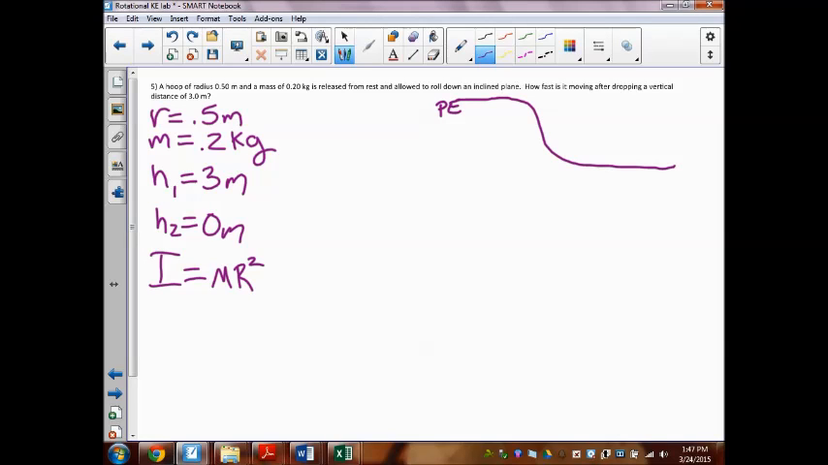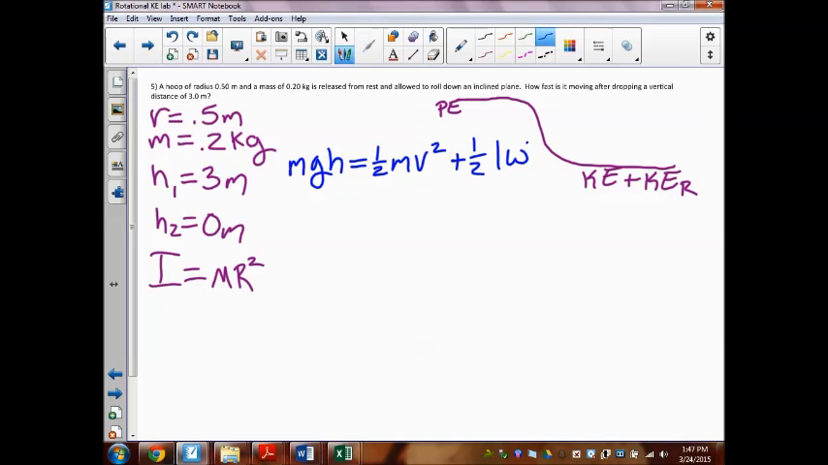At the top of my inclined plane, it tells me I start from rest, so I just have potential energy. At the bottom, I no longer have height. The hoop has rolled down the inclined plane, so I'm left with kinetic energy and rotational kinetic energy. No more potential energy. So now I can equate those two scenarios, those two sides of the situation. Potential energy, mgh, on the left, is equal to kinetic energy, 1/2 mv squared, plus rotational kinetic energy, 1/2 I omega squared, on the right.